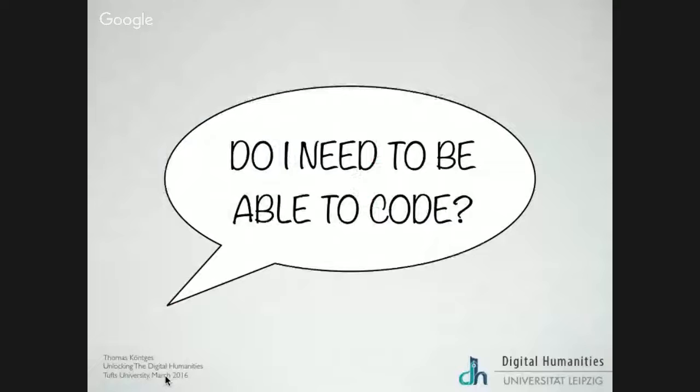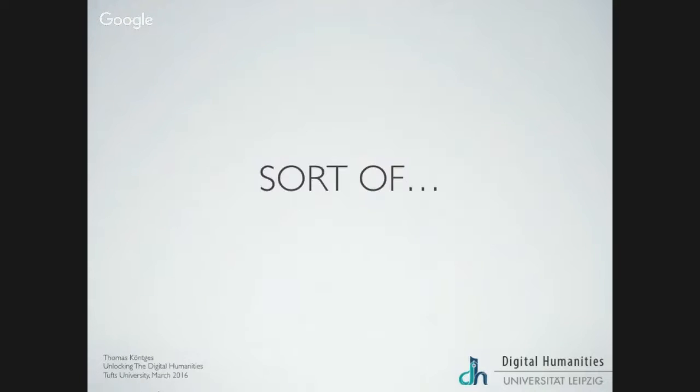But do I need to be able to code? Is probably the next question that is often asked. And I was asked this quite often. As I said, I'm a classicist. Everything I learned in coding, I learned outside of school and outside of university. So my answer is sort of. Yeah? Of course, you can hire developers.